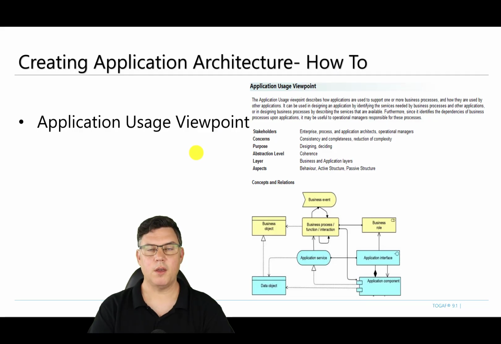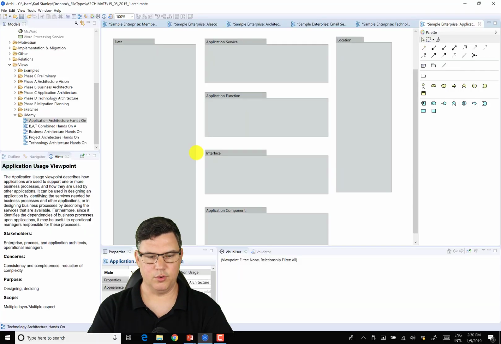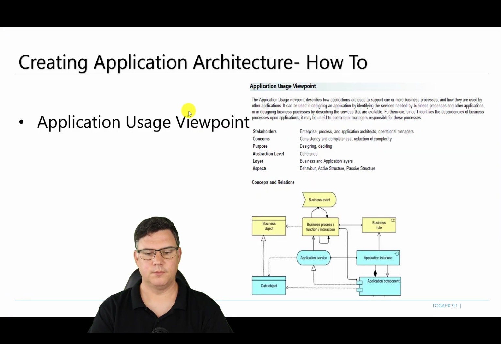So let's just look through the slides and then we'll go from there. Here we go, application usage viewpoint. Again, these are in the spec, so all you have to do is look at those in the spec, and they're also in the hints to the tool. So we've got our application usage viewpoint in the tool. You'll notice I've put a few in there for you to put your details in. So let's look at the slides.